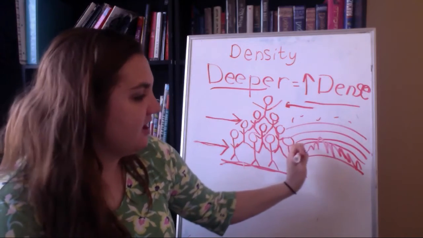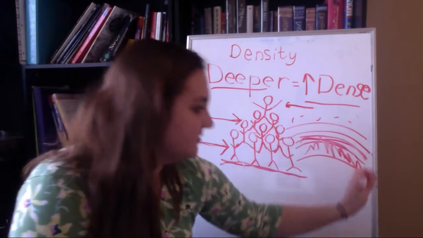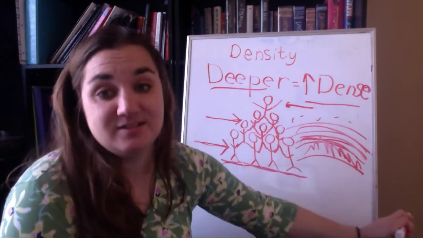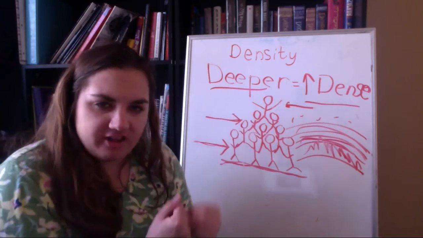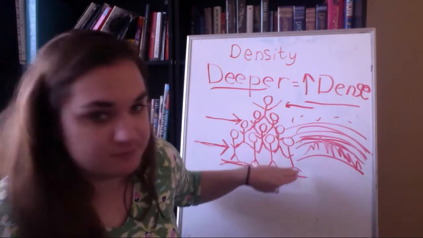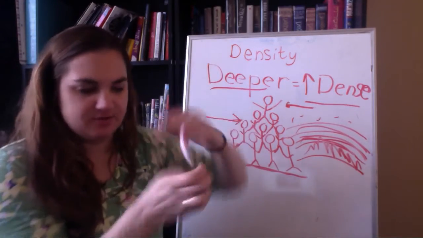Because not only is it supporting itself, but the stratosphere is pushing down on it, the mesosphere is pushing down on it, the thermosphere is pushing down on it, and the ionosphere is pushing down on it. All of these things are pushing down on the troposphere. That's pushing it together. Therefore, it's the most dense.